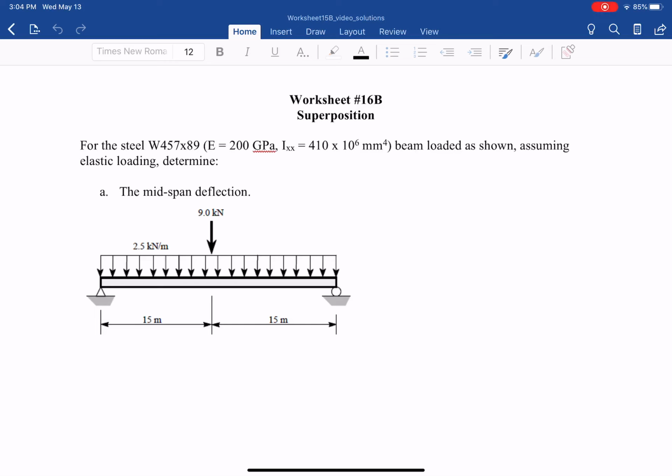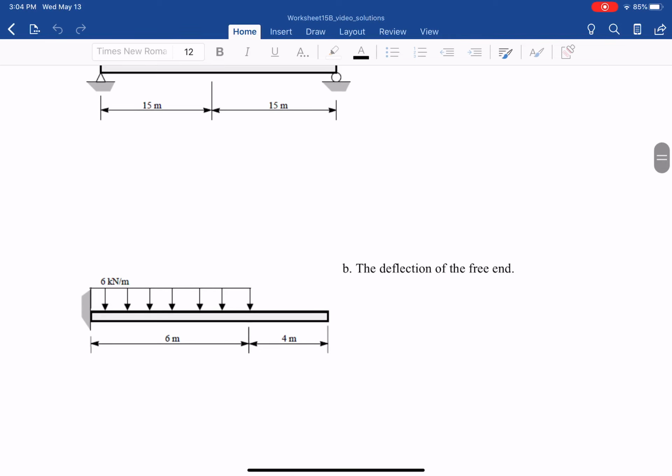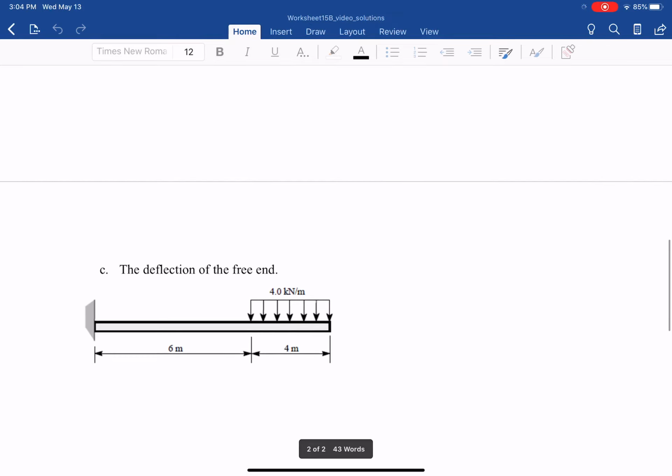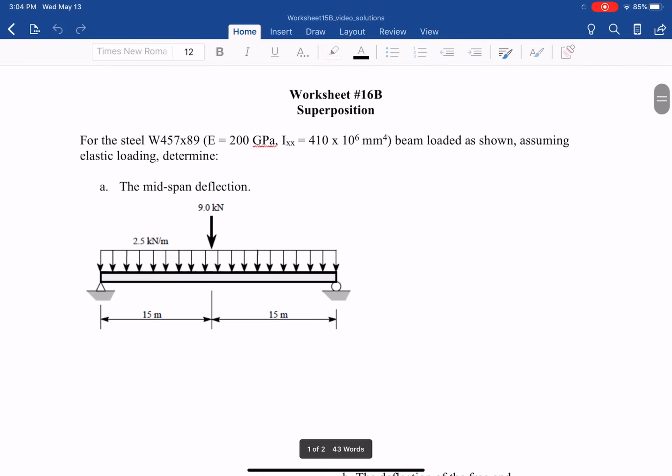Worksheet 16b, superposition for the steel with the Y flange shape shown, and they give us the Young's modulus and the area moment of inertia of the beam. Assume elastic loading. Determine the midspan deflection for A. The second, determine the deflection at the free end, and the last one is deflection at the free end for the cantilever as well.